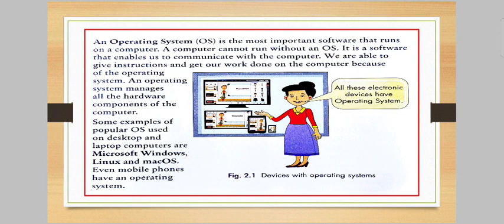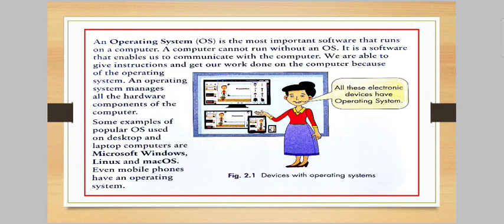So in this chapter we need to know what is an operating system. An operating system is the most important software that runs on a computer. A computer cannot run without an OS. It is a software that enables us to communicate with the computer. So that means the operating system is mainly a software, and it helps us, the users, to communicate with the computer. We are able to give instructions and get our work done on the computer because of the operating system.